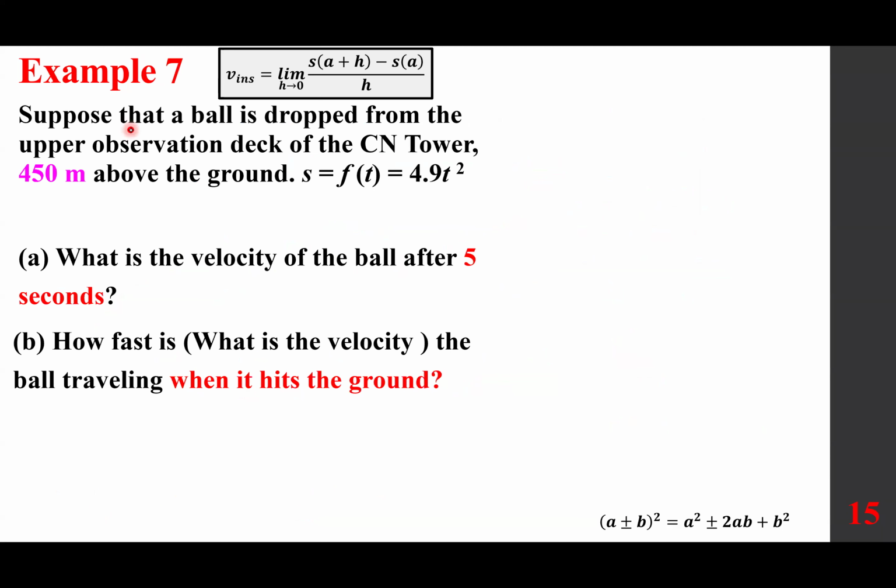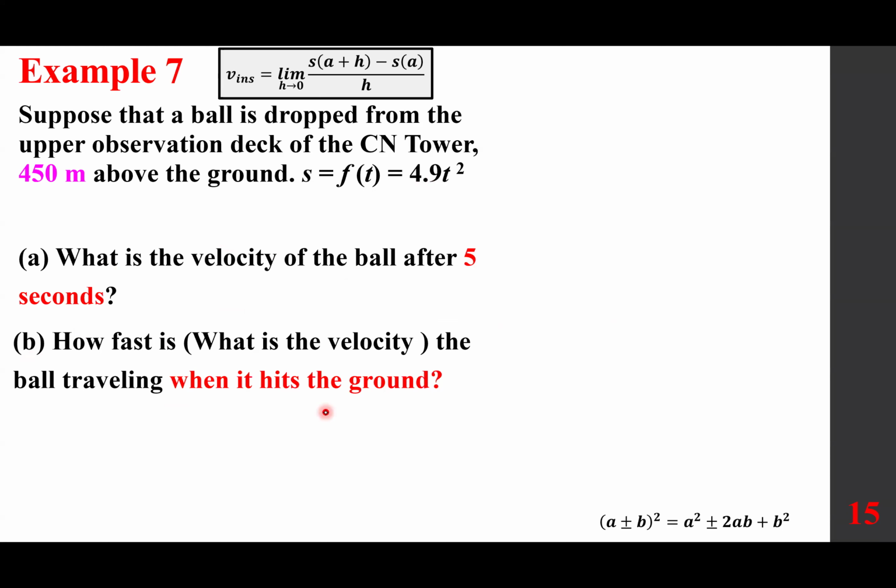Suppose that a ball is dropped from the upper observation deck of CN Tower, which is 450 meters above the ground, and the formula is S equals f of t, or 4.9 t squared. You may remember that S is half of gt squared, and the g force is 9.8 meters per square second, so 4.9 is half of that. What is the velocity of the ball after 5 seconds? What is the velocity when it hits the ground? Or how fast is the ball traveling when it hits the ground?